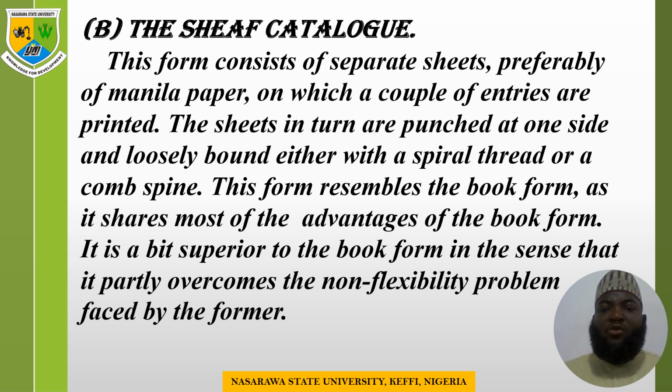Here, when we are talking of a sheet catalog, it's just paper that is being put together, just like spiral bound or stapled together, in such a way that you can easily remove one and replace another one. Unlike the book catalog that is bound together, this one is a little bit loose and it's more flexible compared to that of book catalog.